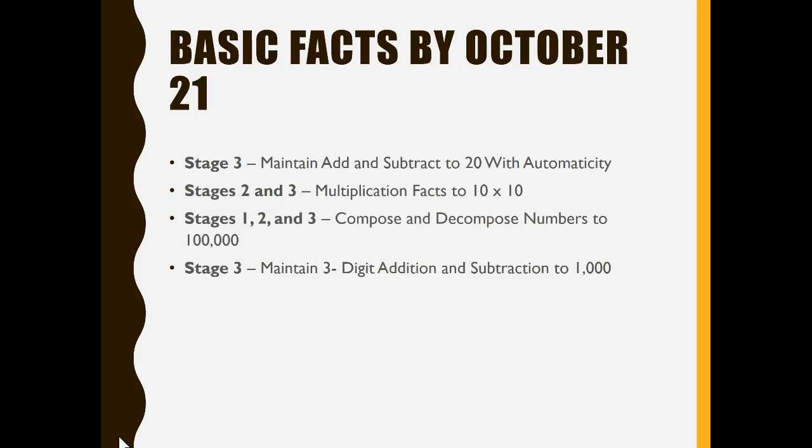So the basic facts that need to be mastered by October are to maintain addition and subtraction to 20 with automaticity, and multiplication facts 10 by 10, as well as composing and decomposing numbers to 100,000, and maintaining 3-digit addition and subtraction to the 1,000. So basically these are all going to be hopefully mastered by October 21st. If not, then you'll see that these are the areas that you can focus with your workstations.